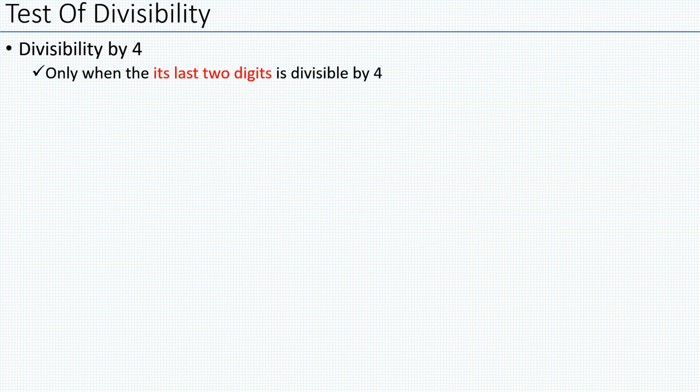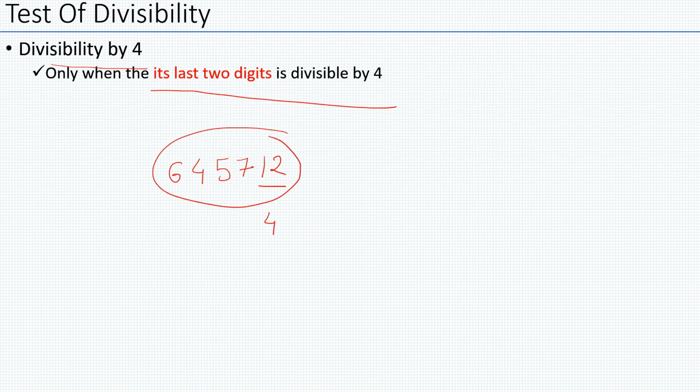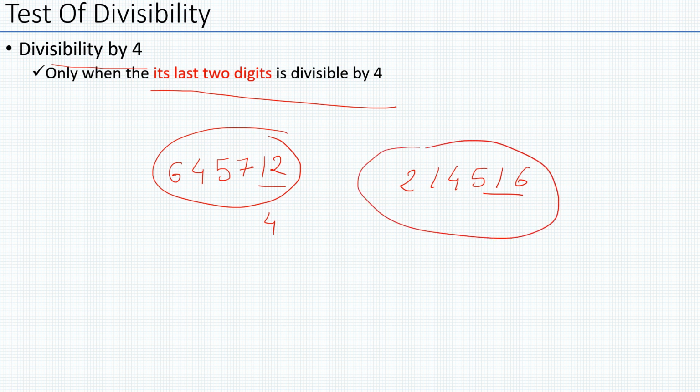Now, is a number divisible by 4 or not? If its last two digits are divisible by 4, then it is divisible. Say for example, the number is 645712. Now the last two digits are 12. 12 is divisible by 4. That's why this whole number is divisible by 4. Let's take another example, 214516. Yes, 16 is divisible. That's why this number is divisible by 4.